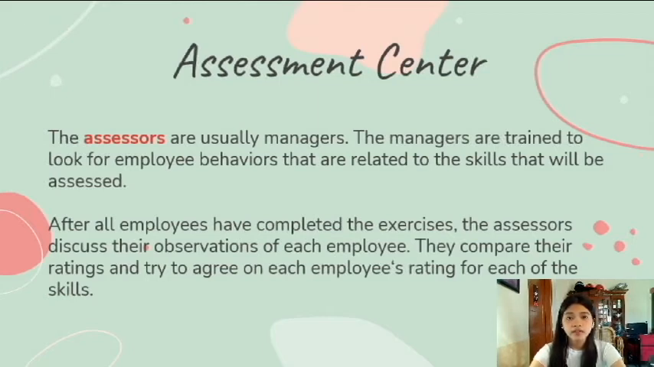An example of this is 5 being the high level of leadership skills and 1 being the low level of leadership skills. And after all employees have completed the exercises, the assessors discuss their observations of each employee. They compare their ratings and they try to agree on each employee's ratings for each of the skills.